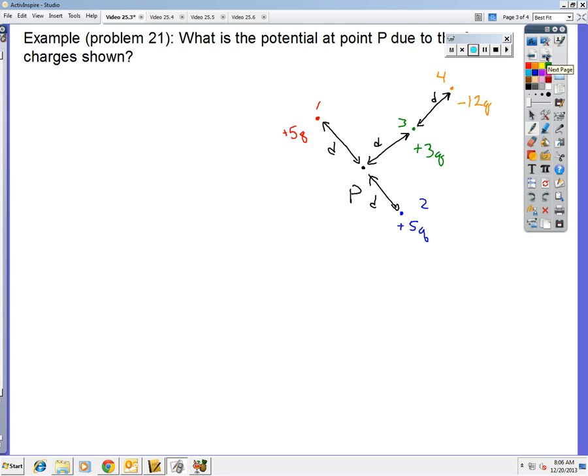Now we've got an example of how you do this. We've seen this particular arrangement of charges before. We calculated the electric field at point P, and I believe we found that the electric field at P was 0. Question is, does that mean the electric field, or the voltage at P, is 0?